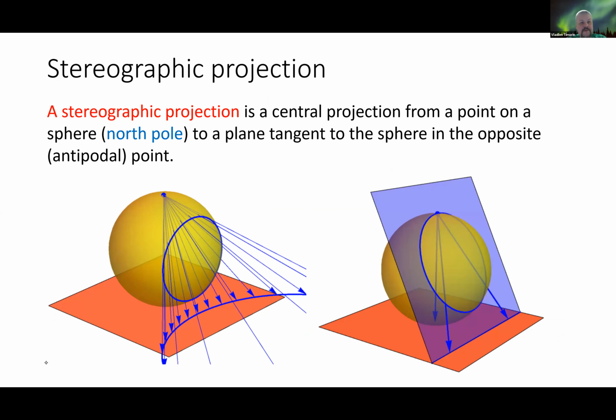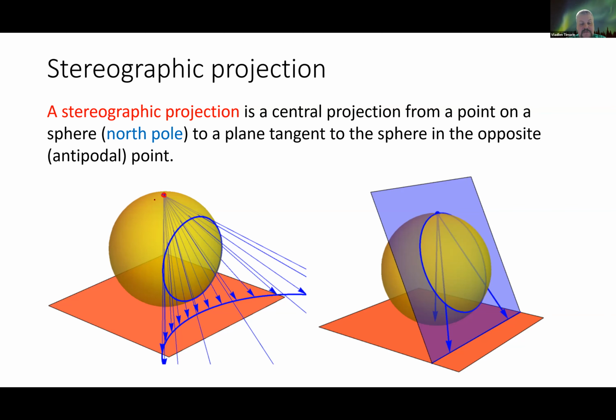Now, let me recall what the stereographic projection is. A stereographic projection is a central projection from a point on a sphere to some specifically chosen plane. Namely, we can arrange so that the point from which we project is the north pole of the sphere. And then we project onto the plane that is tangent to the sphere at the south pole.